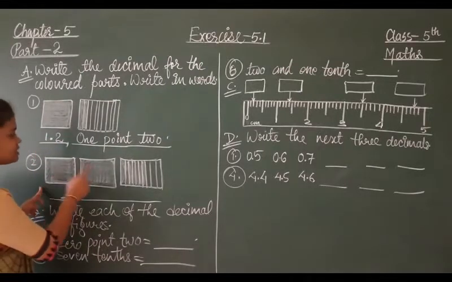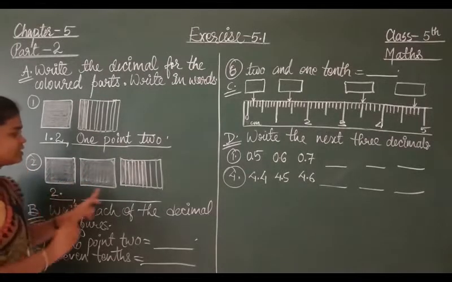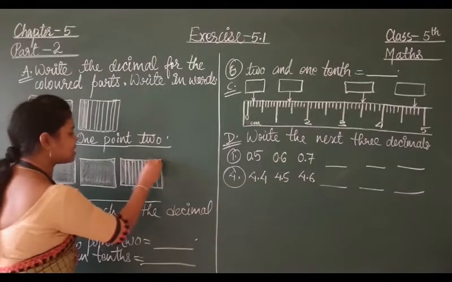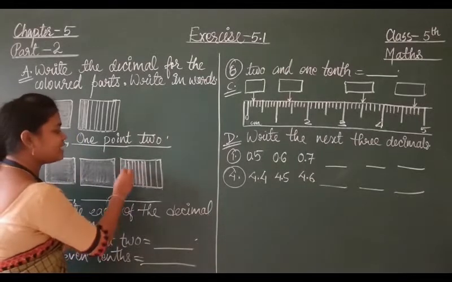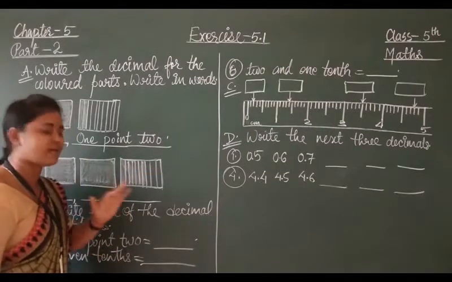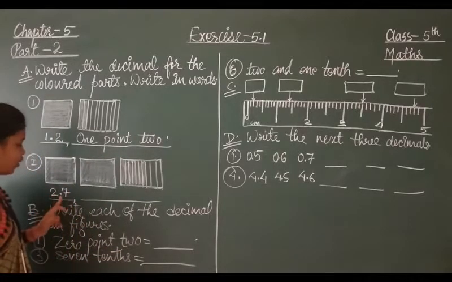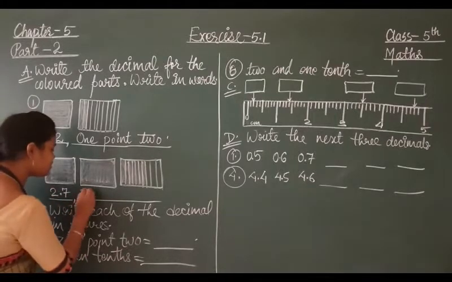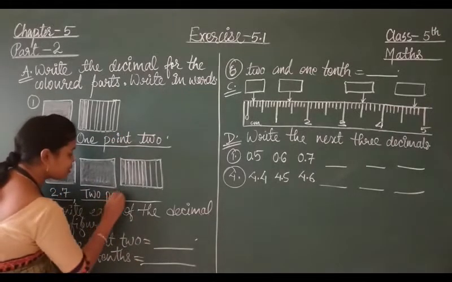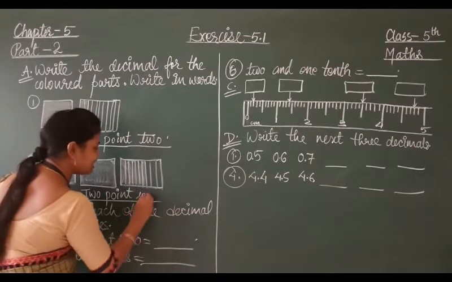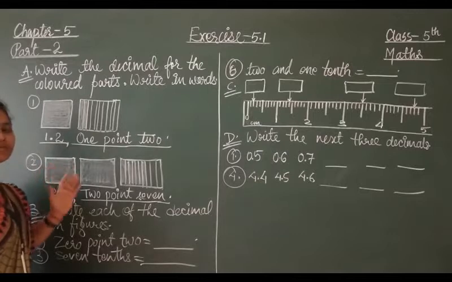Now the second picture is given. 2 boxes are full, so we will write 2 here, then point. As for the next one, see students, this is a complete box. It is again divided into 10 parts, and out of those 10 parts only 3 are left, which means 7 parts are colored. So we will write 7 here. So what is this? 2.7. Okay, so 2.7, we can write that number name, or we can write that in words. Okay students, so only 2 questions are there in A. So in this way you can solve question number A.